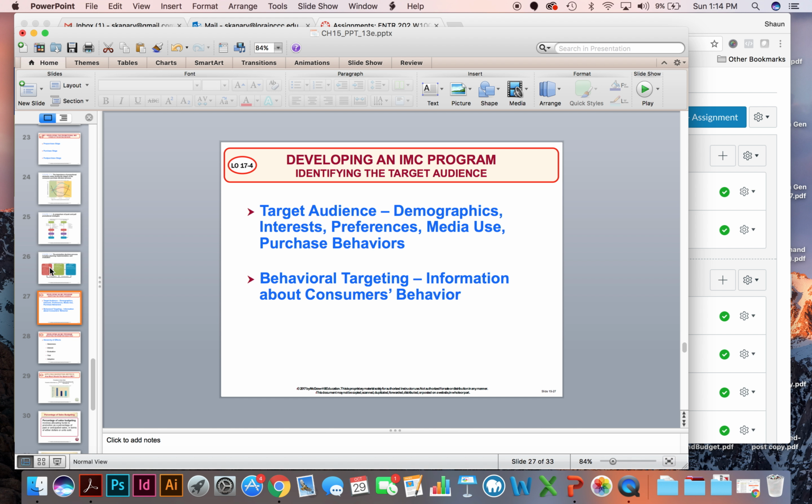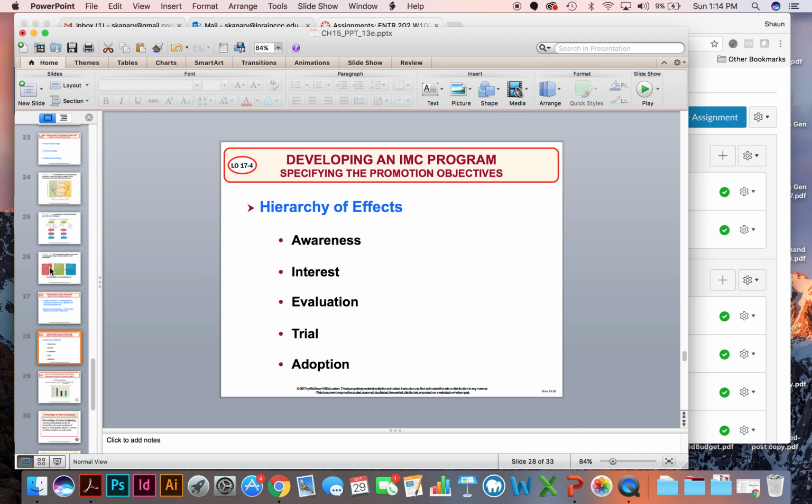Of course, we talked about how to identify your target audience and the behavioral targeting in the STP section. Again, it's very important for an IMC that you continue to do this. And then, of course, identifying the promotional objectives, whether it's awareness and interest, evaluation, trial, or adoption of your product and service. The last thing I want to talk about is the budgeting of an IMC plan.